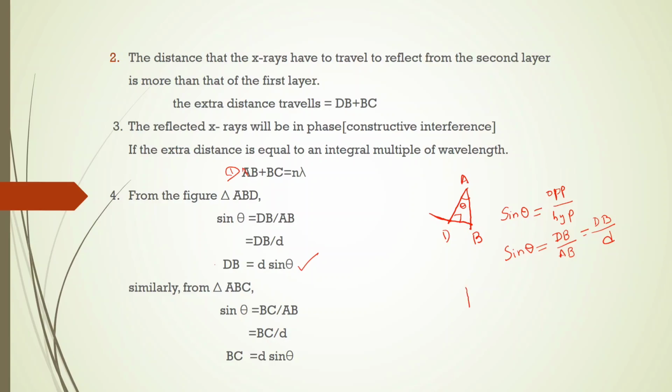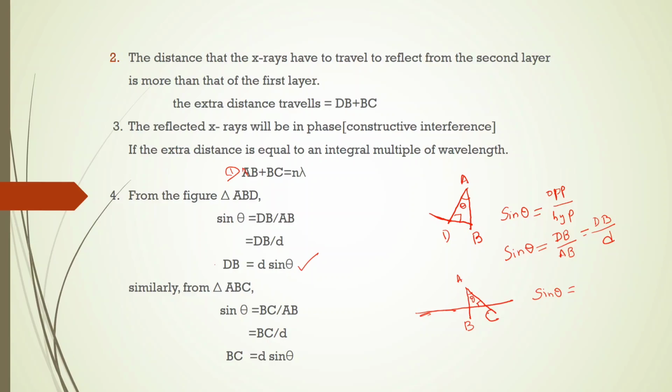So we want to find DB plus BC. Similarly, there is another triangle. This is the straight line AB. This is the distance between two parallel planes of the crystal. Then here we have to draw a perpendicular line to that plane. This is the plane, and this is the plane. You have to draw a perpendicular line. So this is 90 degrees, here is 90 degrees, and this angle is theta.